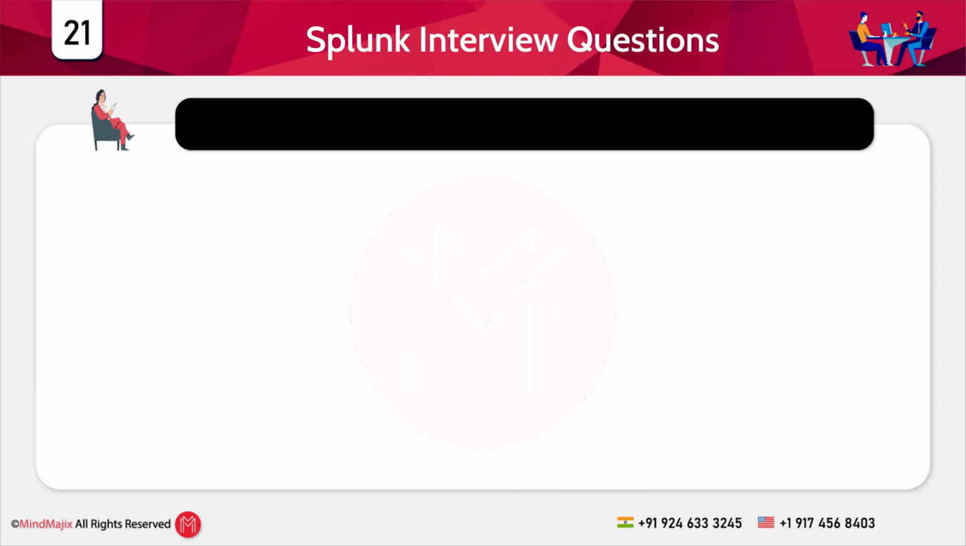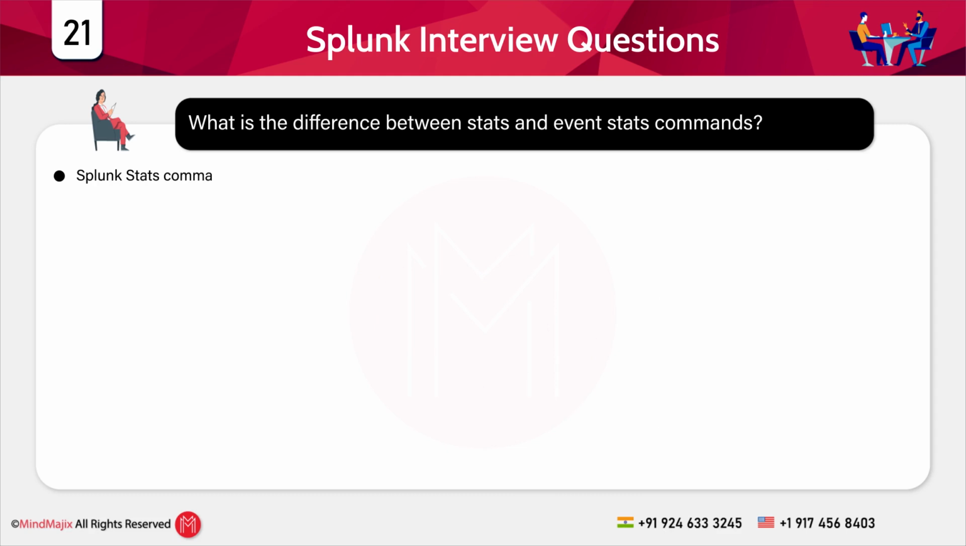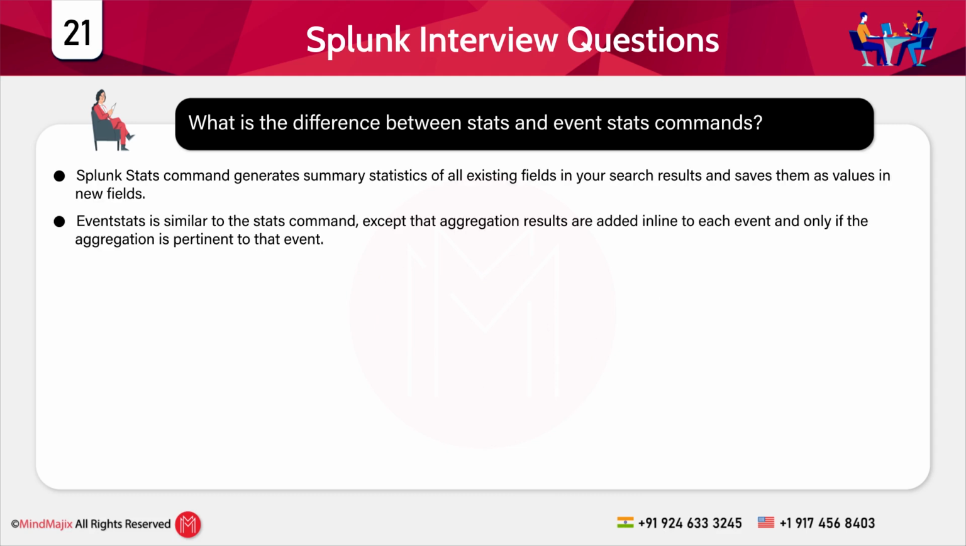The next question is, what is the difference between stats and eventstats commands? The Splunk stats command generates summary statistics of all existing fields in your search results and saves them as values in new fields. Eventstats, on the other hand, is similar to the stats command, except that aggregation results are added in line to each event and only if the aggregation is pertinent to that event. So eventstats computes the requested statistics like stats, but aggregates them to the original raw data.